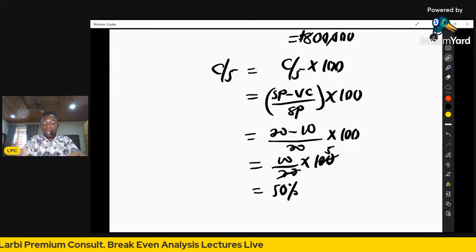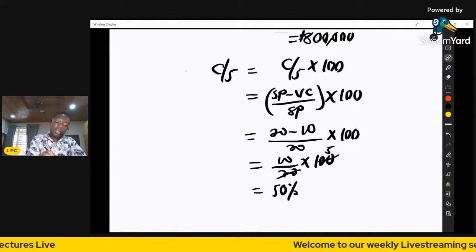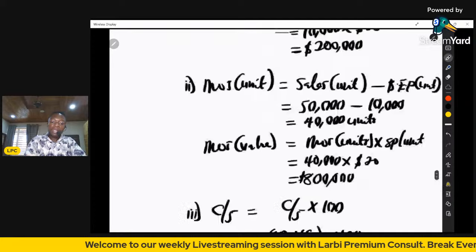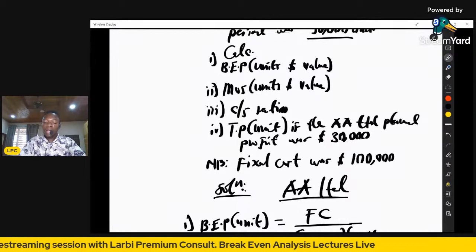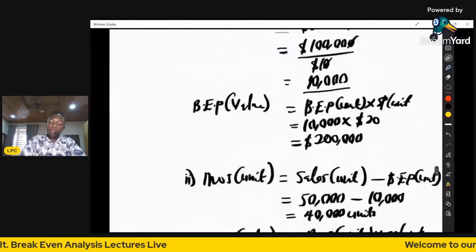So that is what, in terms of, we are getting 50% in that line. So let's take note of that. So that's good. Last one, IV, or not the last one, let's see. Yeah, target profit in terms of units. If our planned profit was, let's say, $30,000, what will be our target profit?